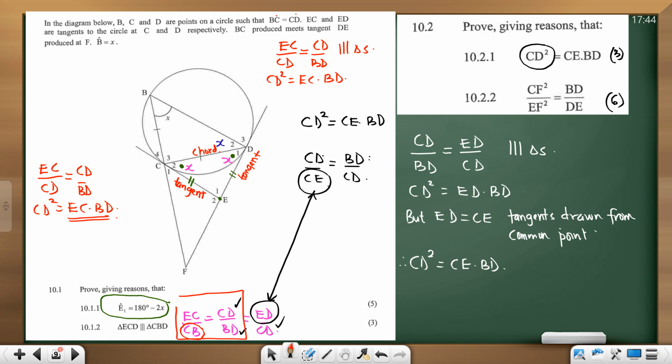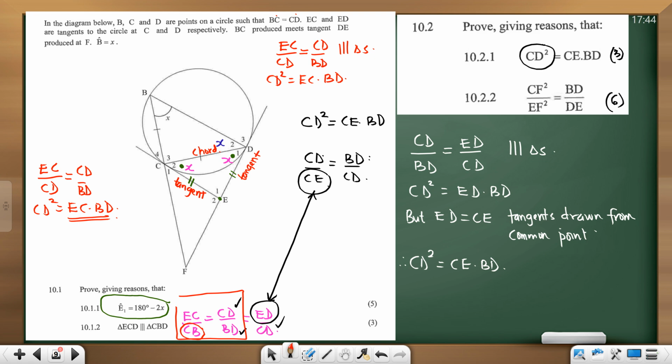So do you see the importance of writing out your ratios now? Once you're done with your similarity, I hope this is teaching us a good lesson. Write the ratios immediately you prove your similarity. Just keep it somewhere. It comes in handy. Can we move forward?